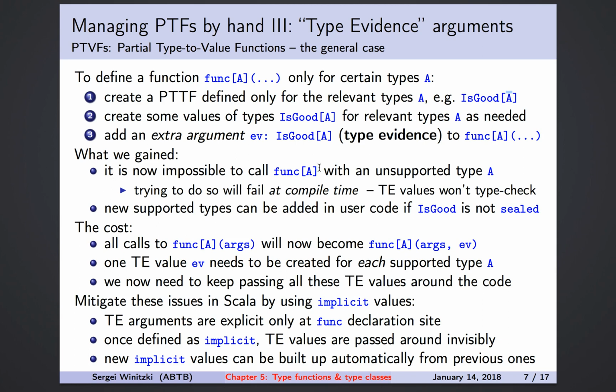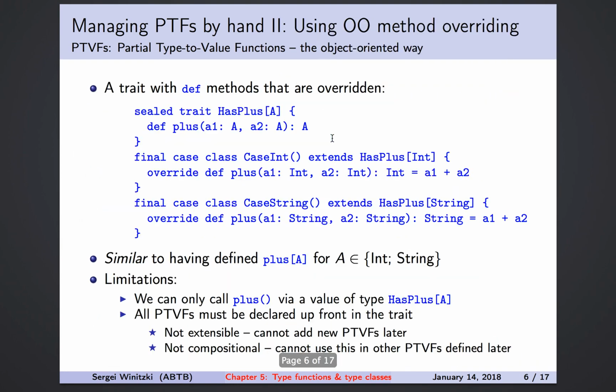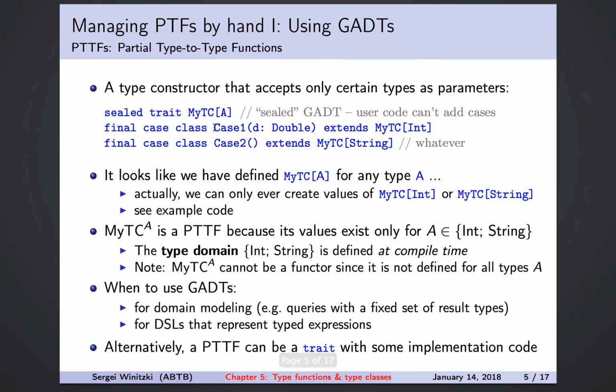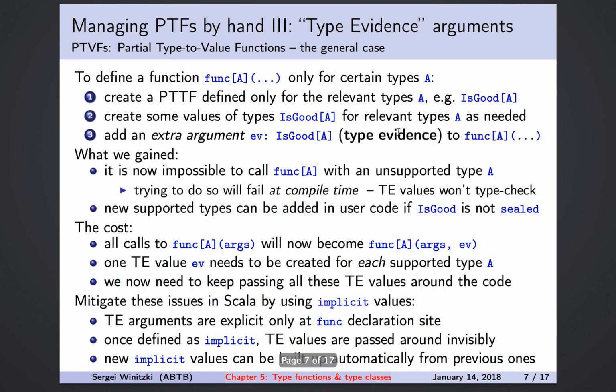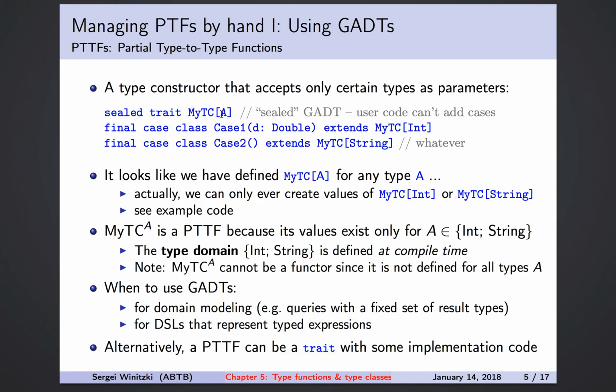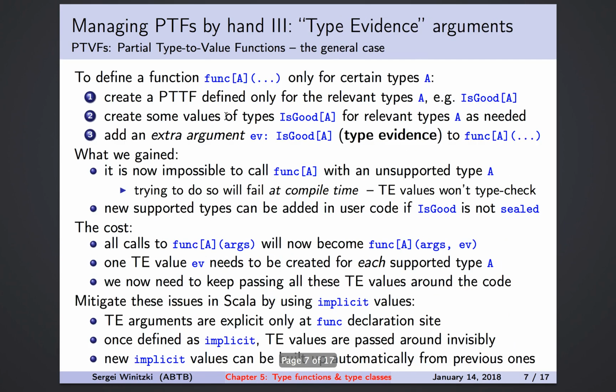It becomes now impossible to call this function with an unsupported type parameter A, because you will never be able to produce this value, the type evidence. Here, you can only produce values of these two types. Even if you define the type for a different type argument, you can't produce a value of that type. So you could define a type of IsGood of Boolean, but you will never be able to produce a value of that type. And calling func requires a value of that type.